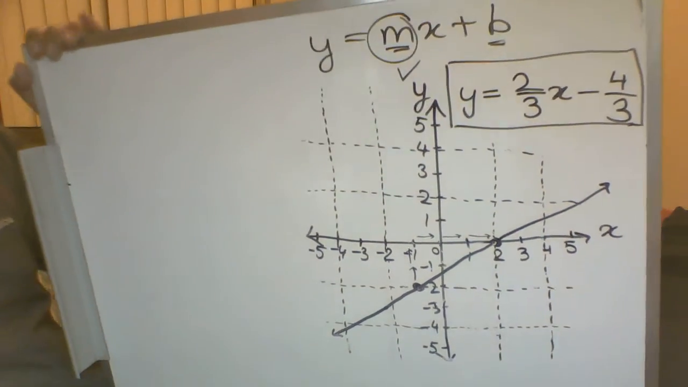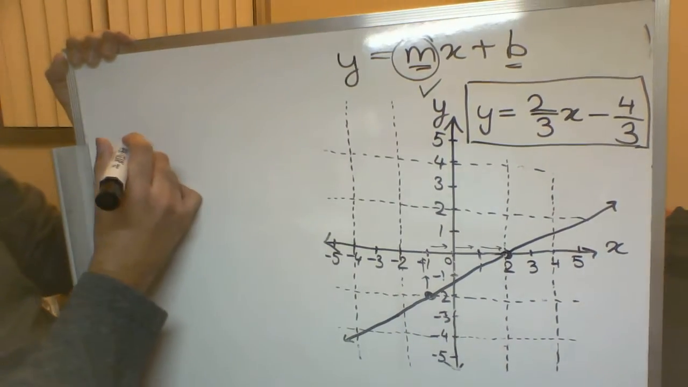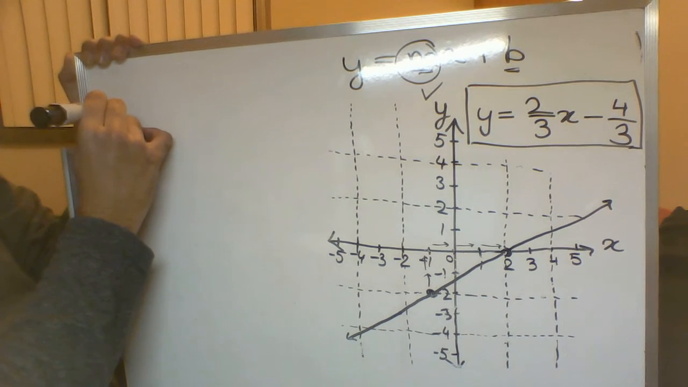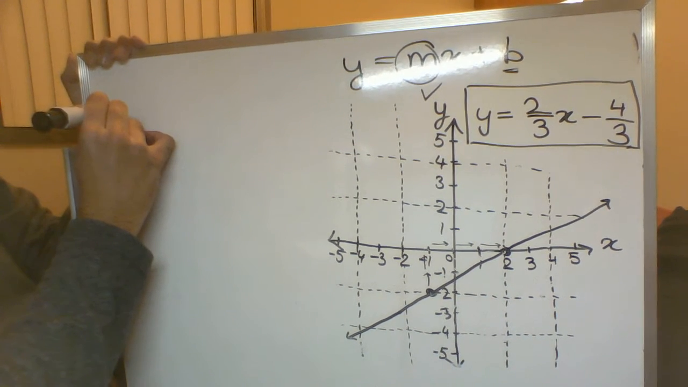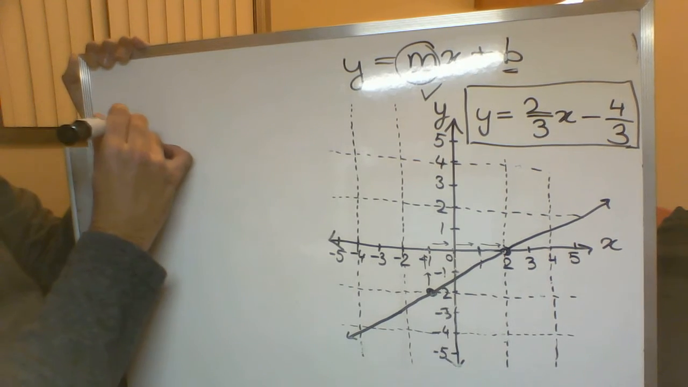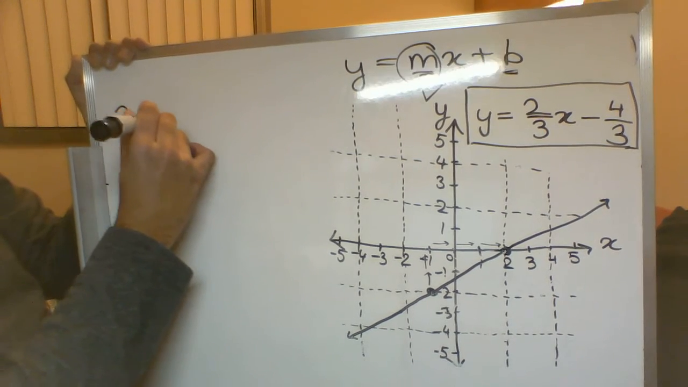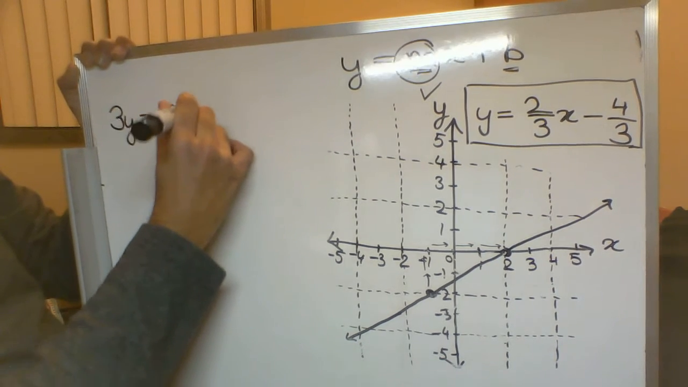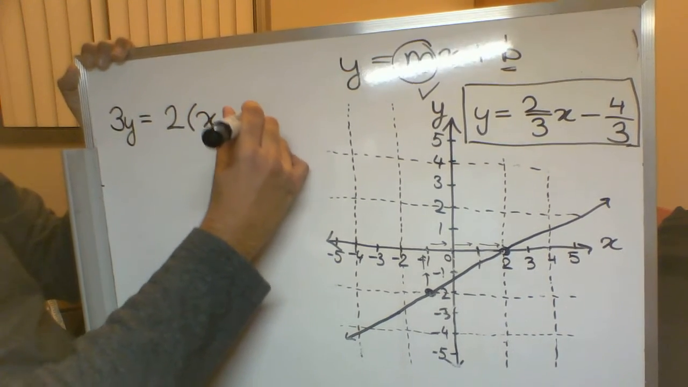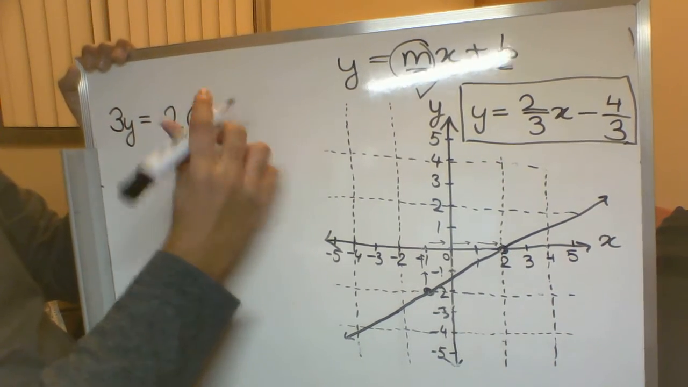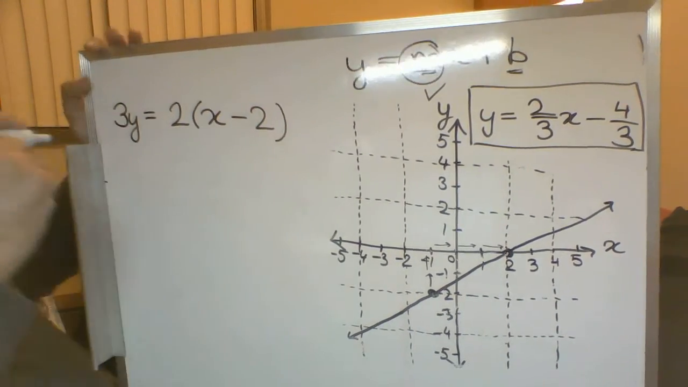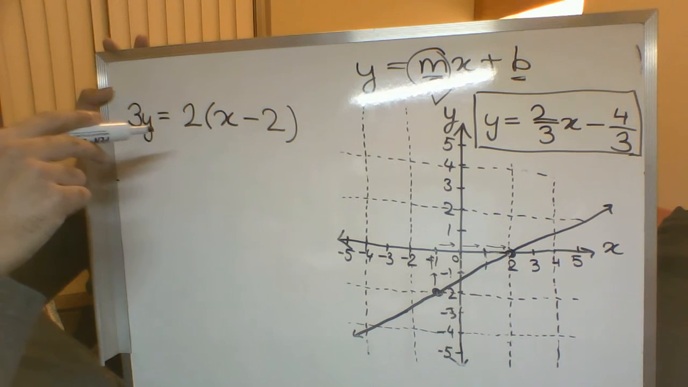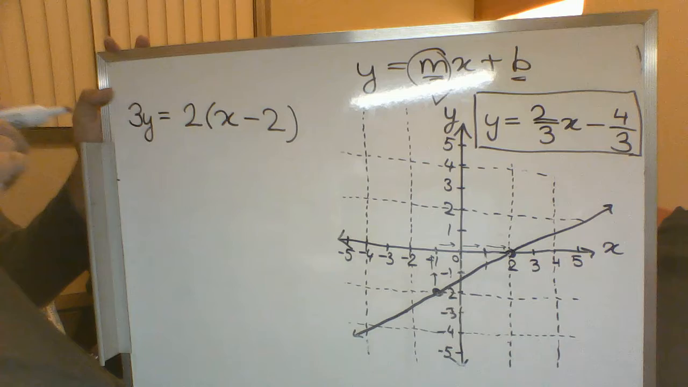So I could also write out this equation that we just got as something like, let's see, how complicated do I want to make this? I could also write that equation as 3y is equal to 2 times x minus 2, I believe. Make sure that's right. Okay, I think I've done that right.